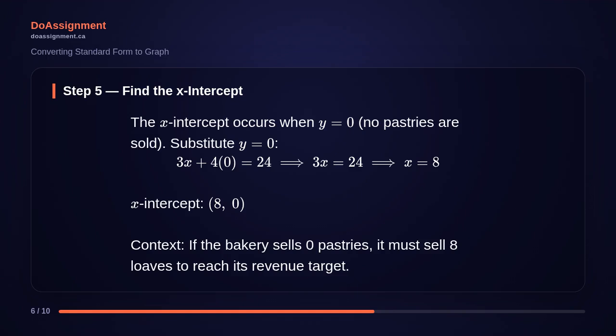To find the x-intercept, we set y equal to 0. That gives us 3x equals 24, so x equals 8. The x-intercept is the point (8, 0). In context, this means if no pastries are sold at all, the bakery needs to sell 8 loaves to meet its revenue goal.